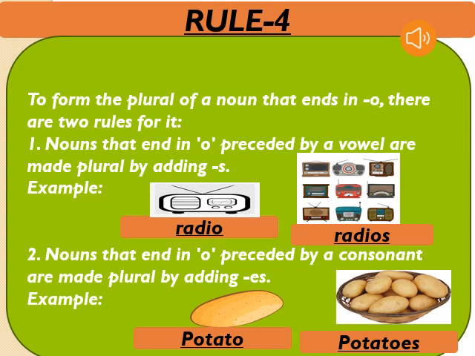Suppose here I have taken an example of potato. So here before O is T and T is a consonant. It is not a vowel. It's a consonant. So that's why what we have done, we have added es to make its plural form, that is potatoes. Same with tomato, tomatoes, and many more examples.